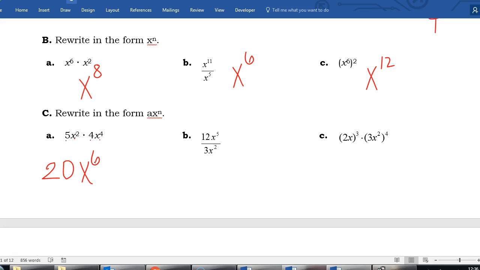Normal division problem, I have a regular 12 divided by a regular 3, that means 12 divided by 3 is 4. And if I have 2 x's on bottom crossing off with 2 x's on top, that means I have 3 x's left over. 5 take away 2 is 3.